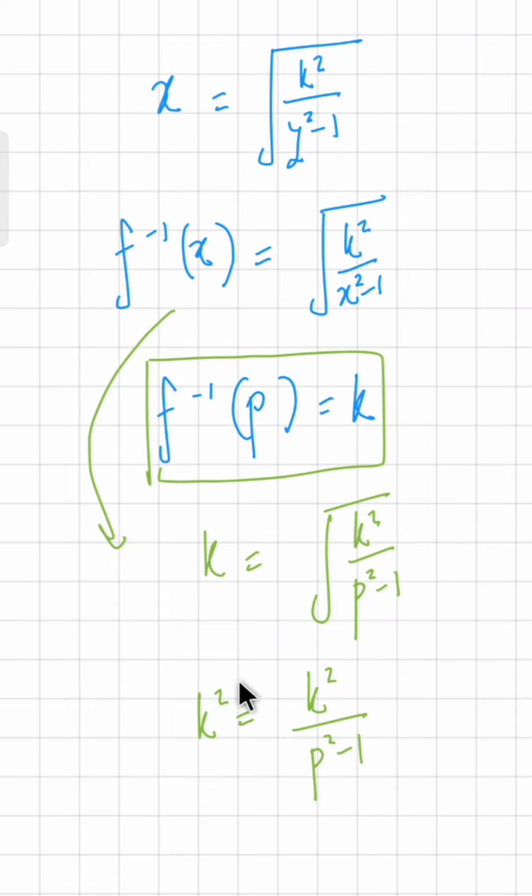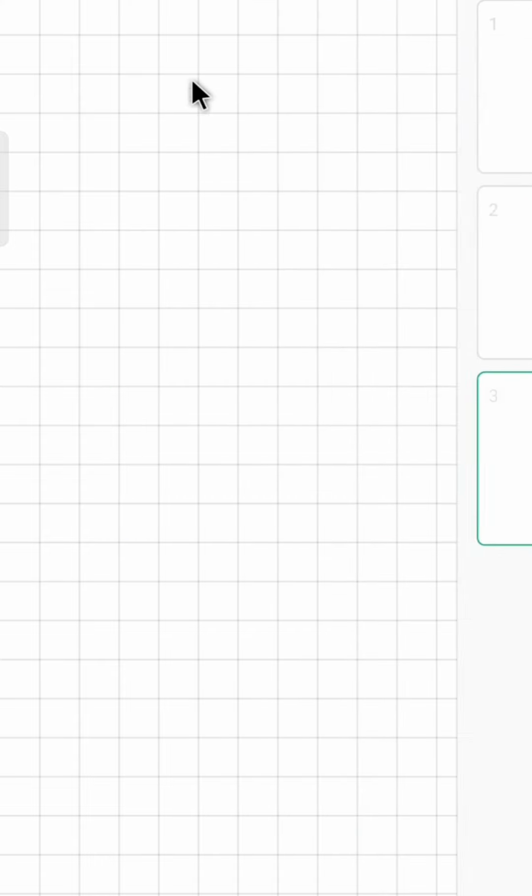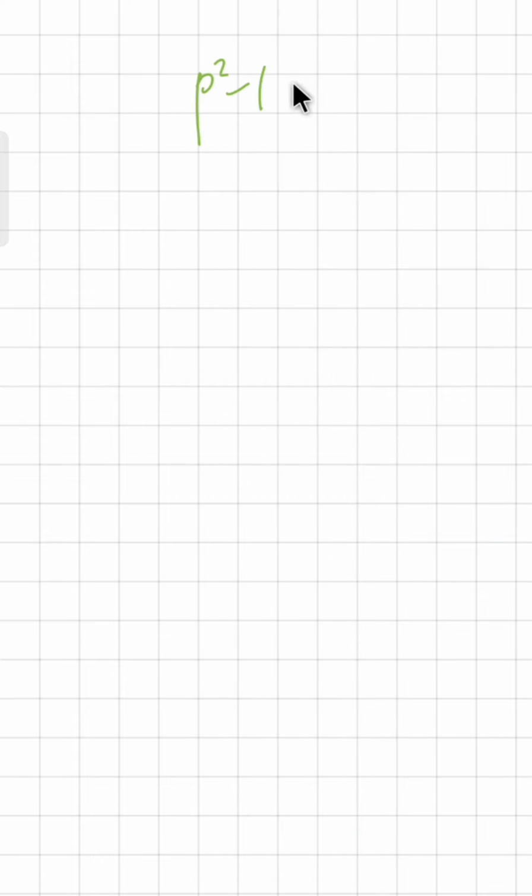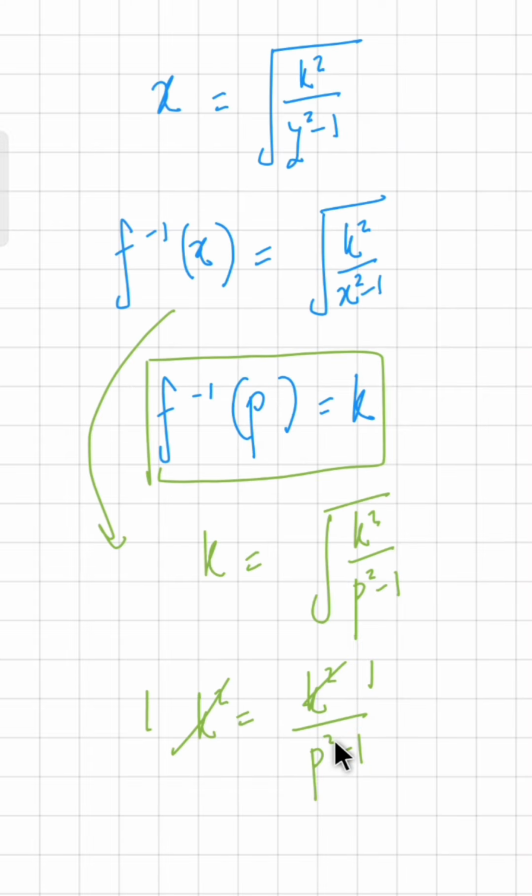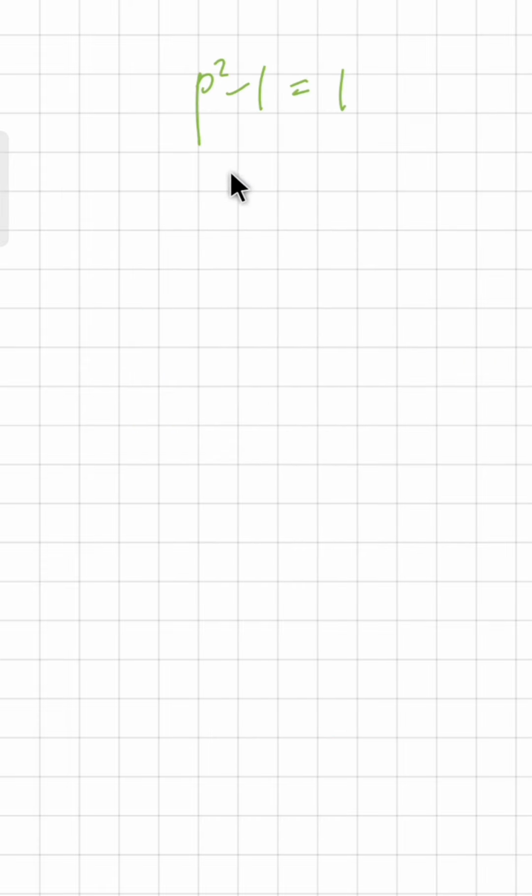Now you can cancel them: k² one time, k² one time. Now cross multiply and you are going to get p² minus 1 is equal to 1. Let me check. p² minus 1 is equal to 1. Yes, we are going to get 1. So p² is equal to 1 plus 1, it will become 2, and p will become square root of 2. This is the value of p. I hope it is clear.